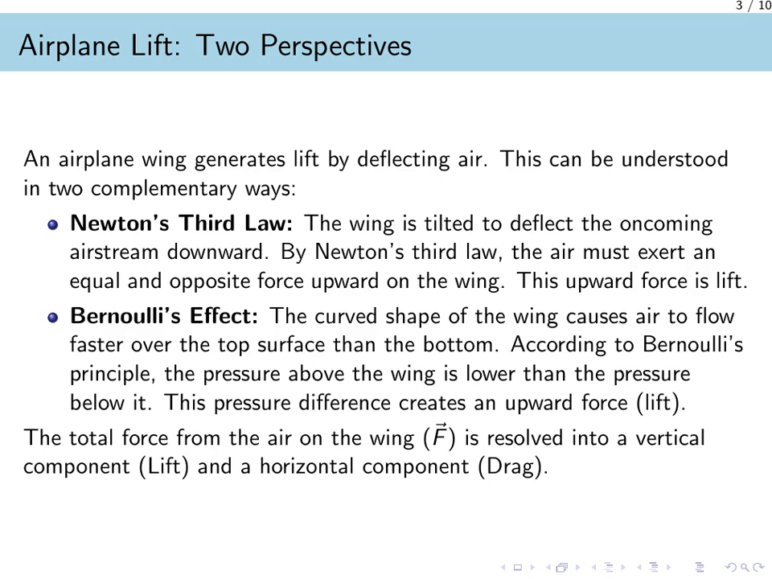The top surface of a wing is curved, which forces the air flowing over it to move faster than the air flowing underneath. Bernoulli's principle states that faster-moving fluid has lower pressure. This pressure difference, with higher pressure below the wing and lower pressure above, creates a net upward force. These two explanations are complementary and both contribute to the overall effect. The total force from the air on the wing is resolved into two parts: a vertical component we call lift, and a horizontal component opposing motion which we call drag.